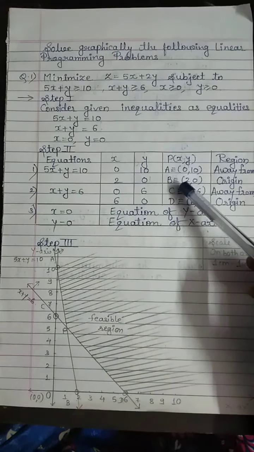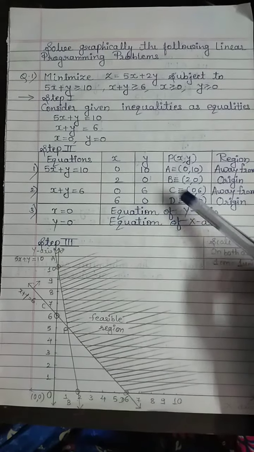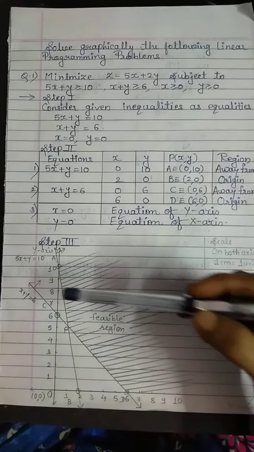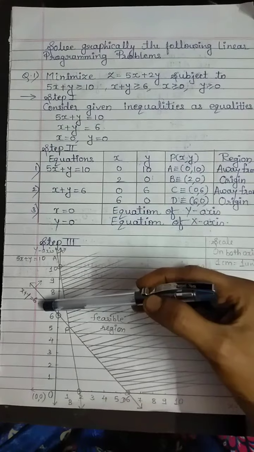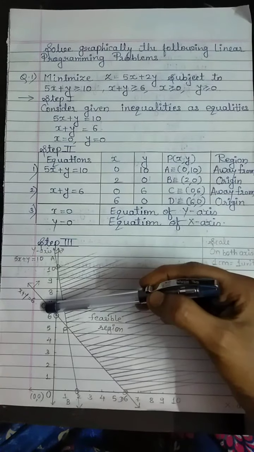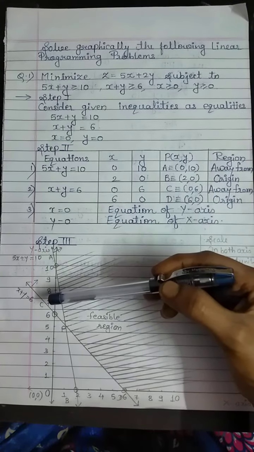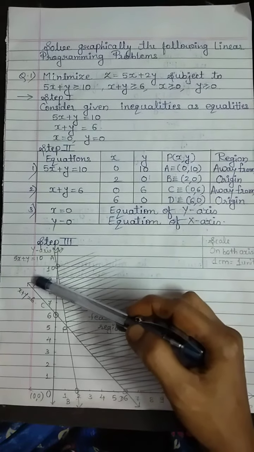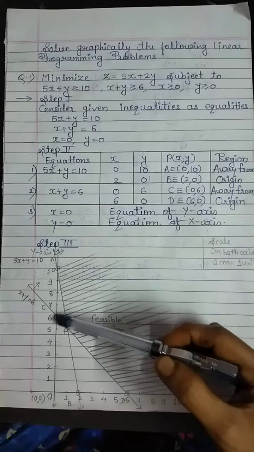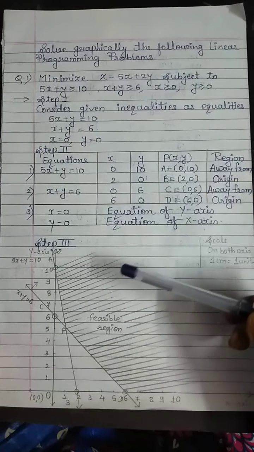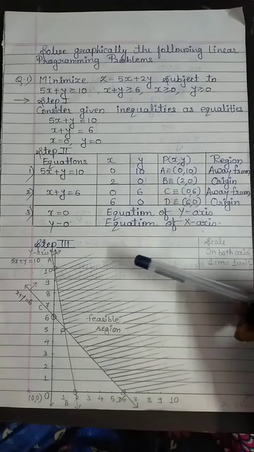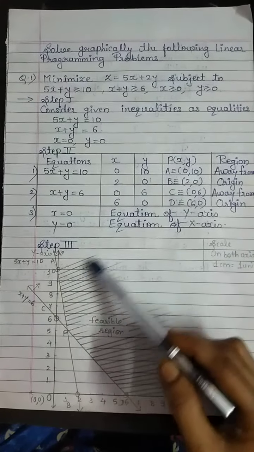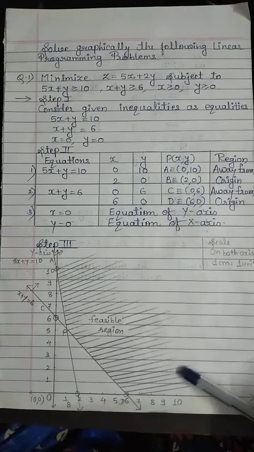Now second, we will plot the points C and D. Draw the line passing through these 2 points. Here we will write the equation of the line x plus y is equal to 6. And here also the region is away from the origin, so the arrow will be like this. Now from these 2 lines we will find out the feasible region, means the common region for both the lines. So this will be the feasible region.